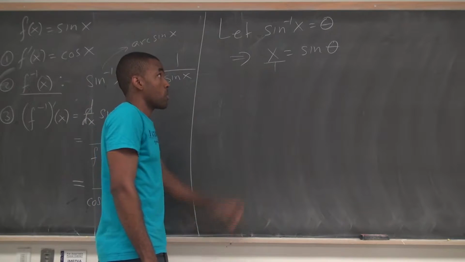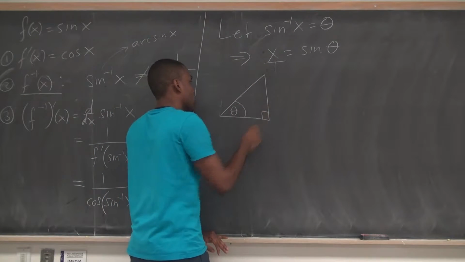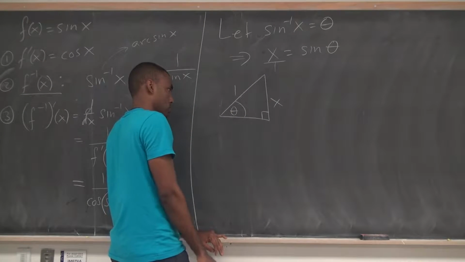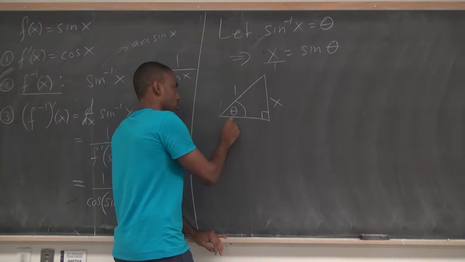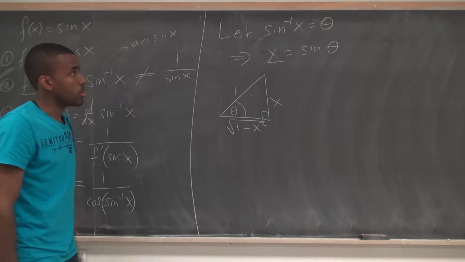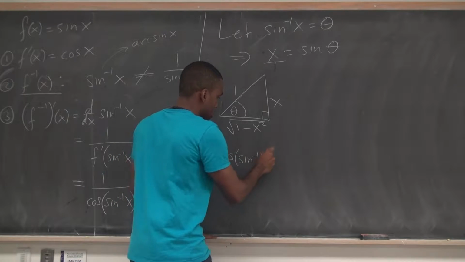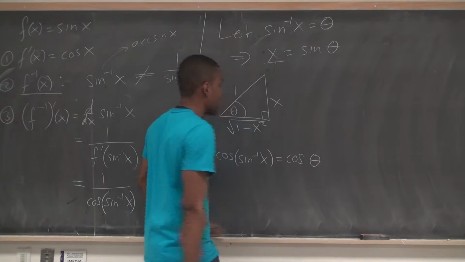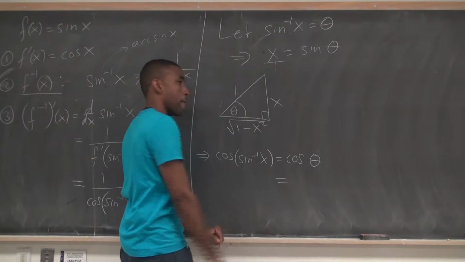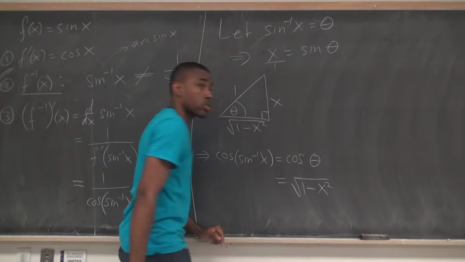X is opposite over hypotenuse, right? Which means I can form a triangle on this. Where this is opposite over hypotenuse. What is this side? The square root of 1 squared minus x squared, right? Pythagoras' theorem. So, in other words, cosine of sine inverse is just cosine of theta, because sine inverse is theta. From this triangle, what's cosine of theta? Adjacent over hypotenuse, so it's the radical of 1 minus x squared.